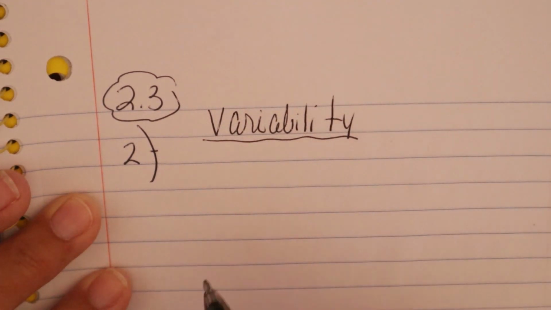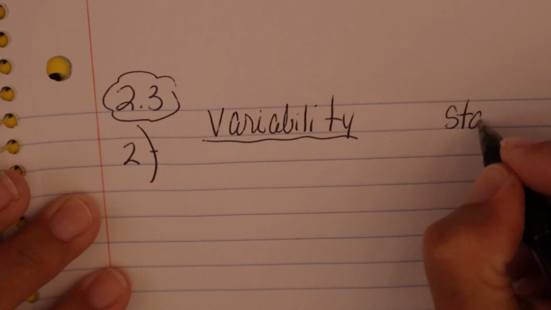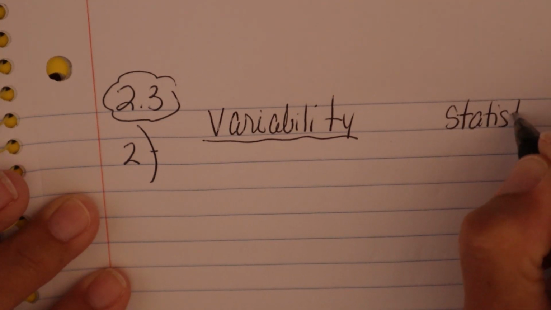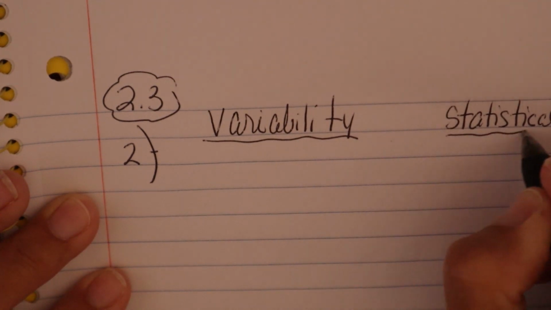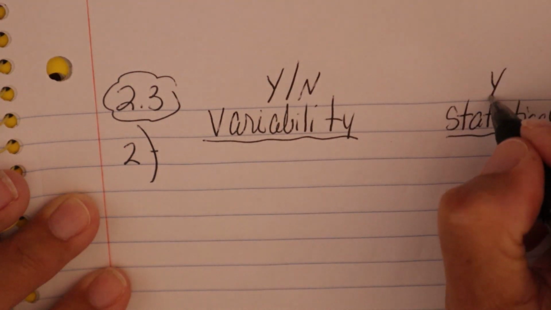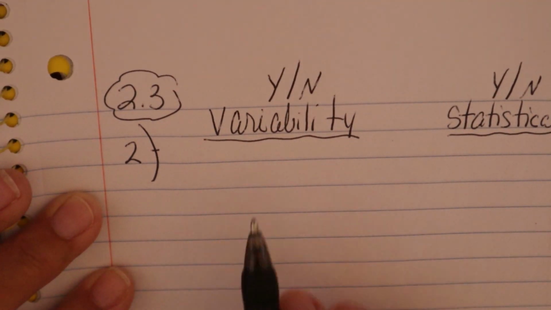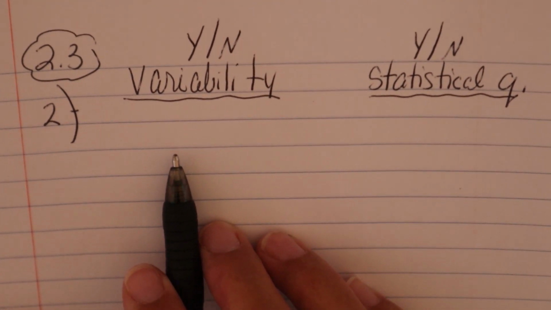And you're going to simply write yes or no. And then, is it a statistical question? I'm just going to put statistical Q for question. So this is going to be either yes or no as your choices. Remember, variability is when you can have different data outputs, different data variables based on what you're trying to find out what your question is.